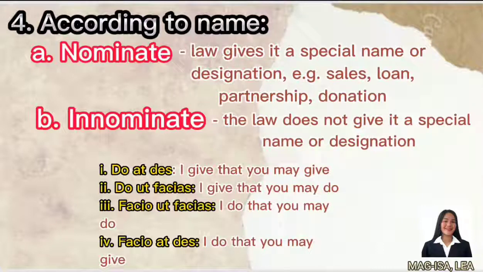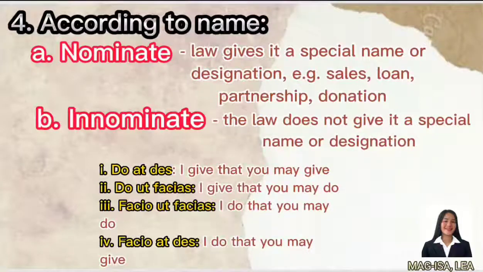So, however, innominate contracts are not named under the law. So, the law does not give it a special name or designation. But in this slide, we classified it into 4. First, do ut des, do ut facias, facio ut facias, and facio ut des. So, ang English translation ng mga ito ay I give that you may give, I give that you may do, I do that you may do, and I do that you may give. So, these are the 4 classifications of innominate contract.